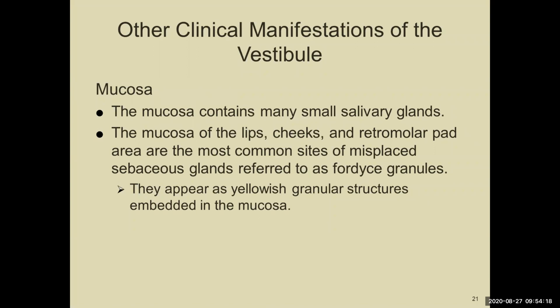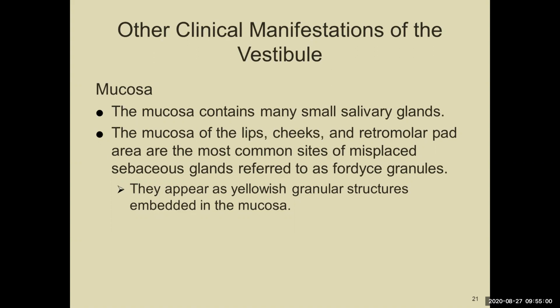So then you've got your mucosa, and that mucosa is oftentimes freely movable. It contains many salivary glands, and the mucosa of the lips, cheek, and retromolar pad, retro, behind the molar, okay, retromolar pads are areas of the most common sites of misplaced sebaceous glands referred to as Fordyce granules. You need to know what Fordyce granules are. They are misplaced sebaceous glands. Usually lips, cheek, retromolar pad area.